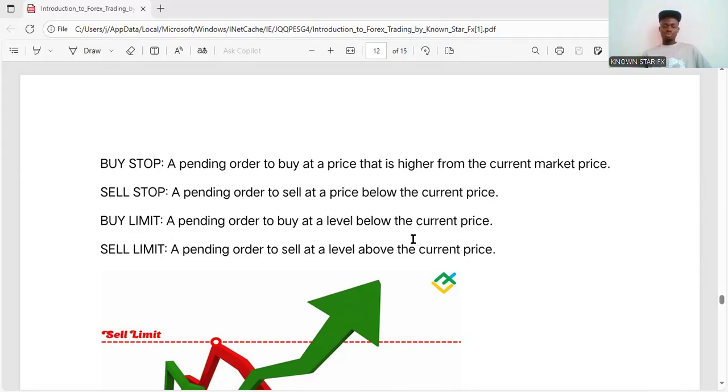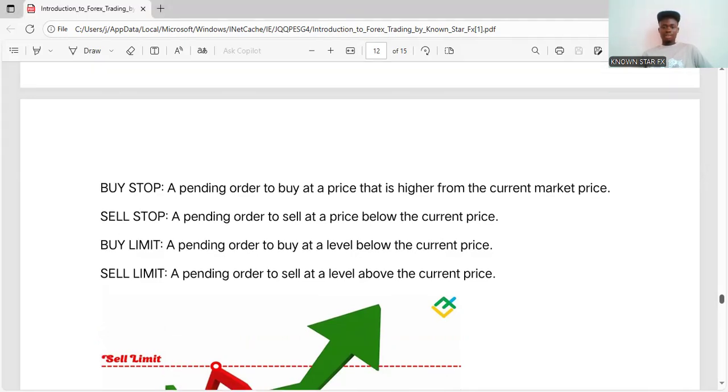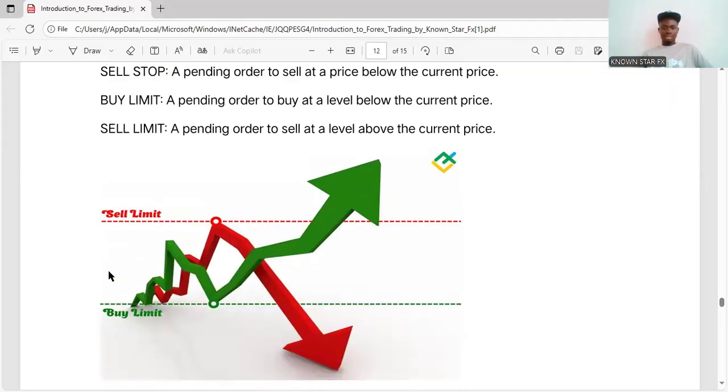That's a pending order to buy at a particular level that is below the current market price. And the sell limit is just vice versa of the buy limit. It's a pending order to sell at a level above the current market price. And this is a graphical representation that will be explaining this deeper.